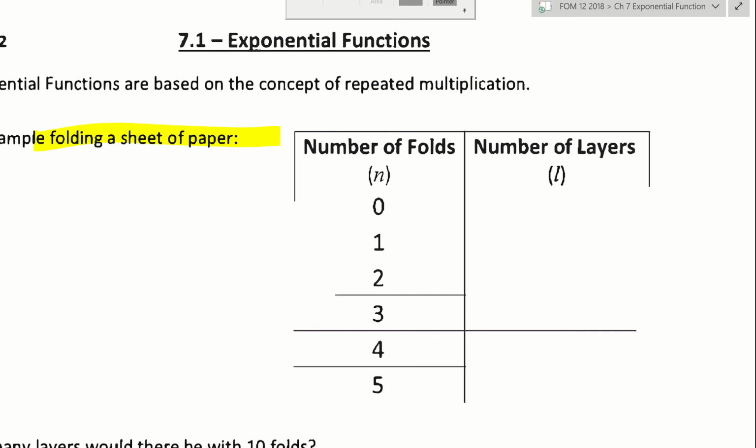Hello everyone. In the following few weeks, we are going to explore a type of function called the exponential function. Exponential functions are based on the concept of repeated multiplication.